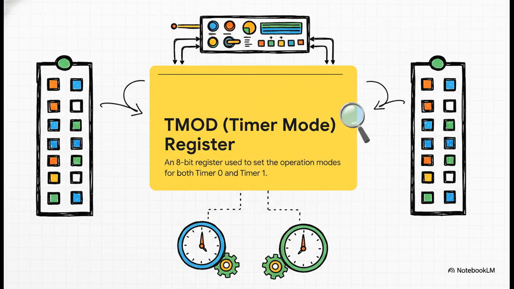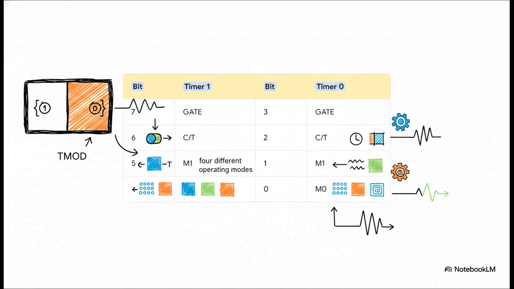So how do we tell it what to do? The command center for all this timing magic is a special little place called the TMOD register. TMOD stands for timer mode. It's an 8-bit control panel where we can set all the options. By writing just the right byte to this register, we can configure timer 0 and timer 1 to do exactly what we want. And if you look at the structure of TMOD, it's actually pretty elegant.